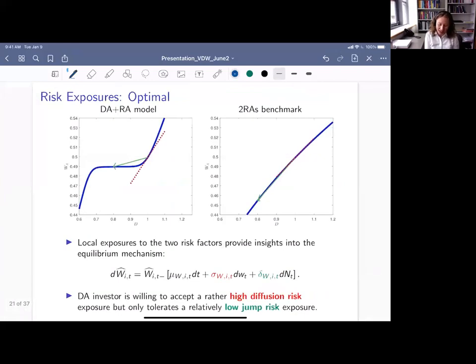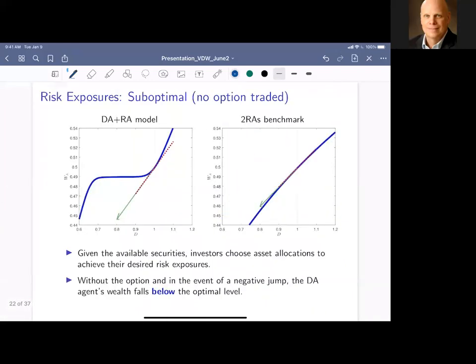Okay, that sounds good. So what I want to show you here, going back to the option market, is what happens if you take away the option. On the left graph, in the event of the jump, the disappointment averse agent is really, really below the optimal level. So to hedge this risk and get back on the flat profile, that agent would really like to buy a put option, which would serve as insurance when a jump occurs.